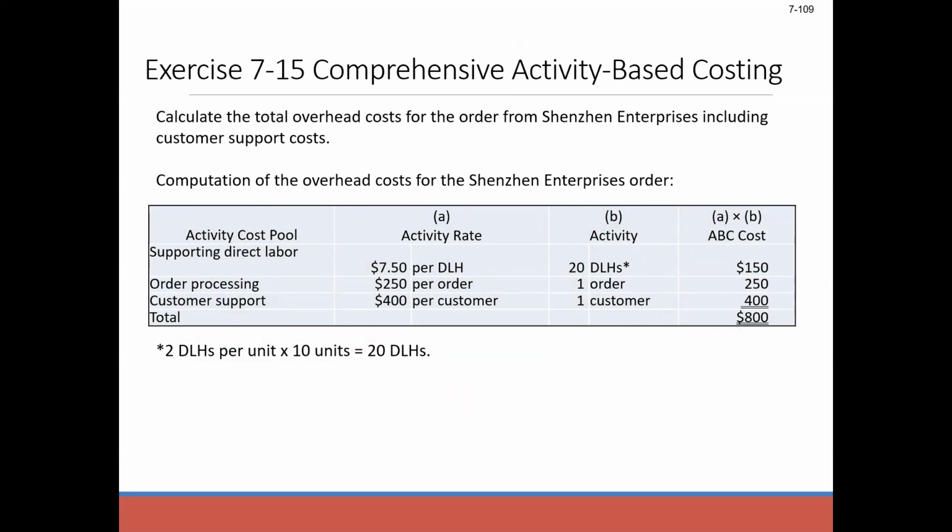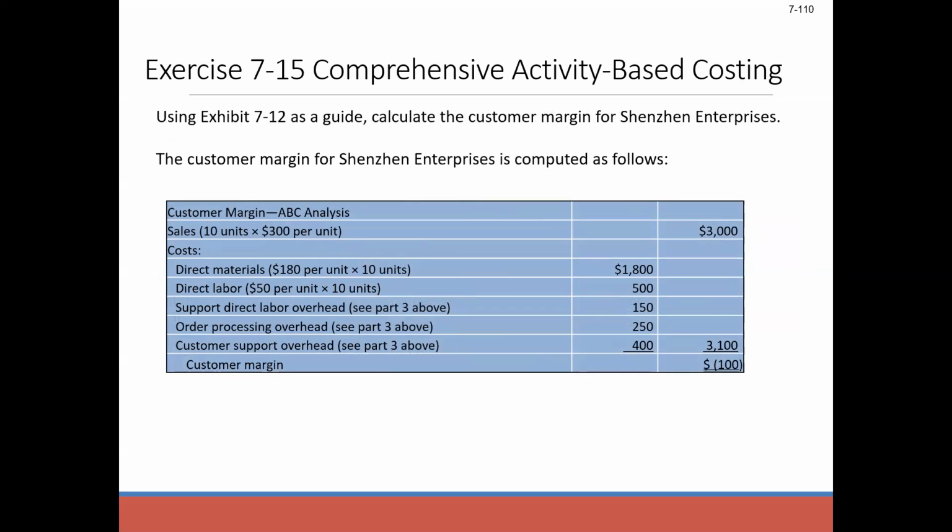Calculate the total overhead costs for the order from Shenzhen Enterprises. You see here, 2 direct labor hours per unit times 10 units gives us how we're calculating the supporting direct labor, the activity piece. But if we take the rates by the activity, we come up with our total of $800 in cost. So here you see, based on the sales, if we take the direct materials, direct labor, then the support of direct labor overhead, the order processing overhead, and customer support overhead, we have a minus $100 customer margin for this particular company.